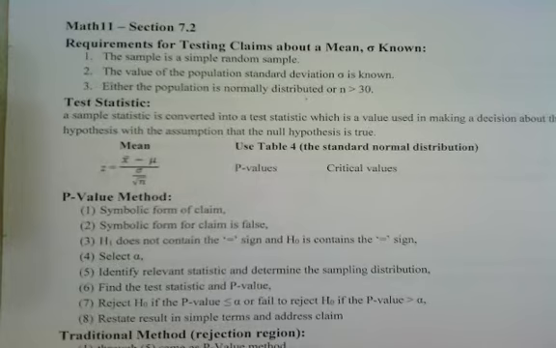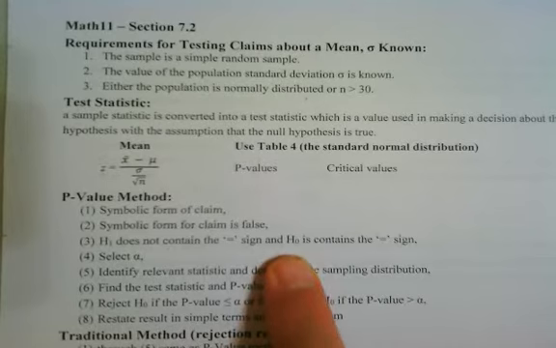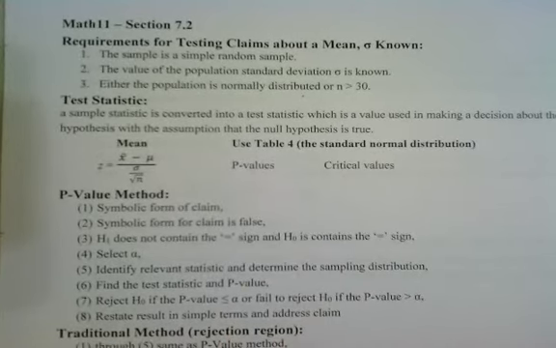So, step 1, what is the symbolic form of the claim? That's something like, hey, mu is greater than, mu again because we're doing the mean. Step 2, what is the symbolic form if the claim is false? The counterclaim will be the opposite of whatever the claim is. Remember that H1 does not contain the equal sign, H0 does contain the equal sign. H1 could be a not equal to, but H0 will always contain the equal sign.